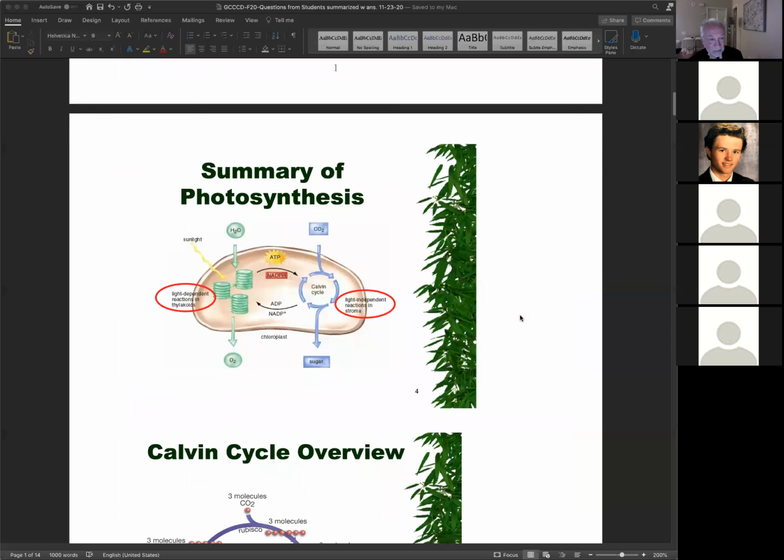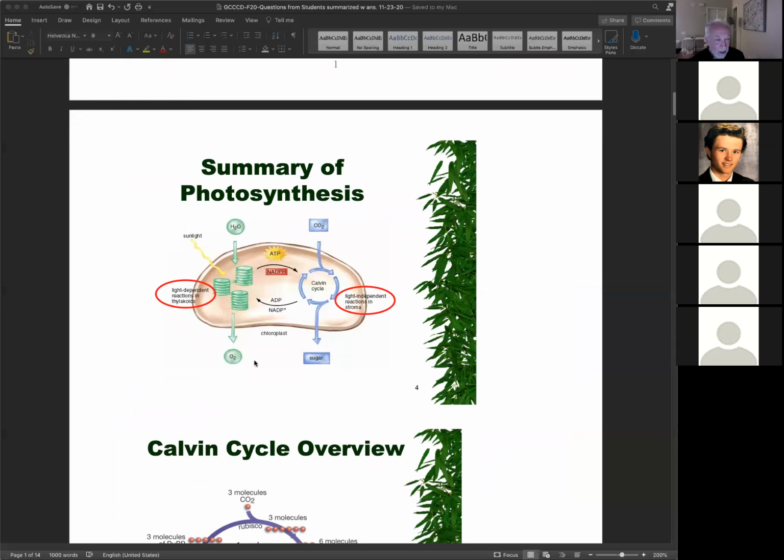So to take the information from that figure and make a summary of it, what you see here, we have both the light reaction on the left and the light independent reaction, or the dark reaction, on the right. The light reaction occurs in the thylakoids in the chloroplast, the dark reaction occurs in the stroma of the chloroplast. So this whole object here is the chloroplast. So the summary is that water and carbon dioxide go into the chloroplast, oxygen and sugar come out.